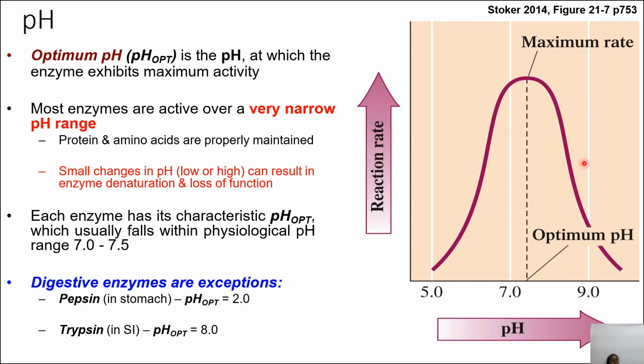Like pepsin is in the stomach, so its optimum pH will be very acidic, like 2 to 3. Trypsin will be around 8.